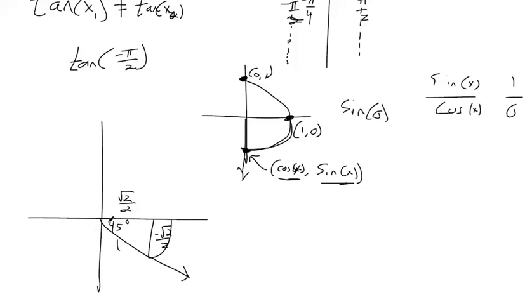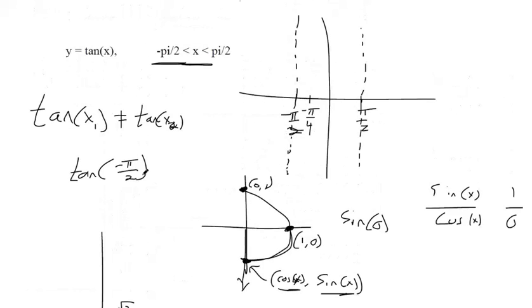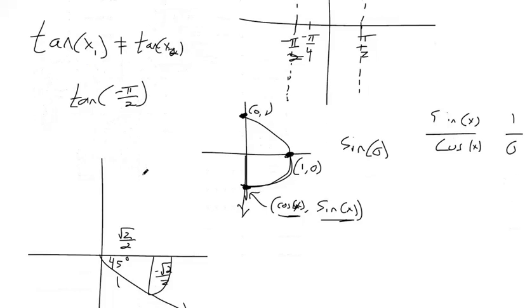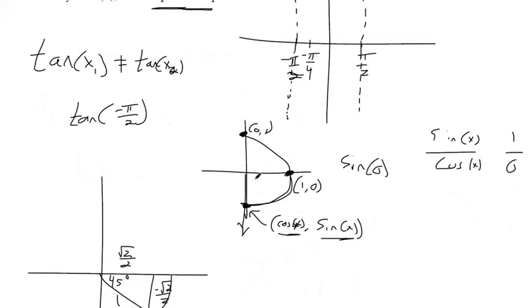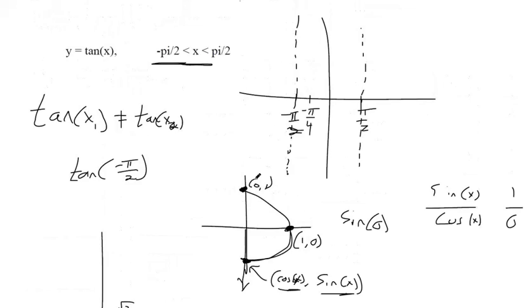And tangent is the opposite of your reference angle divided by the adjacent of your angle. So negative square root of 2 over 2 divided by square root of 2 over 2 gives you negative 1. So tangent of negative pi over 4 should give us negative 1. Let me think that out. Did I do that right? Yeah. So at negative pi over 4, we should be down at negative 1 on the y-axis, and there's our dot.